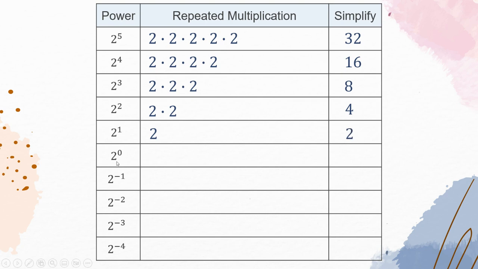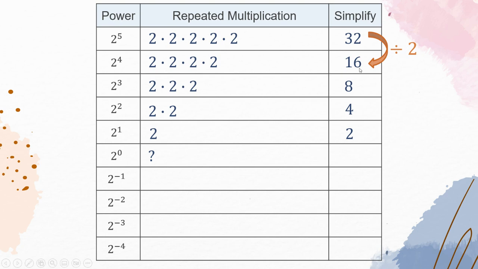Now, when we're thinking about 2 to the 0 power, a lot of students might think that that would equal 0. But let's first look for a pattern in what we've already seen and then use that pattern to predict what the next number will be here. So to go from 32 to 16 to 8 to 4 to 2, you may notice that each time as we go down this table, we are dividing by 2.